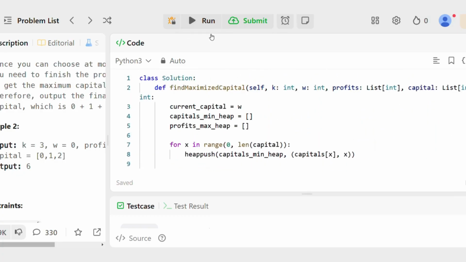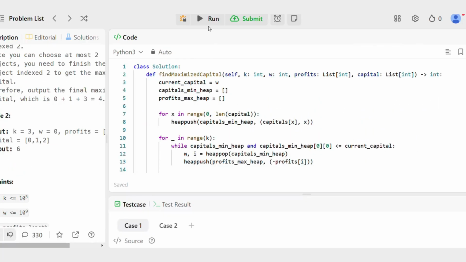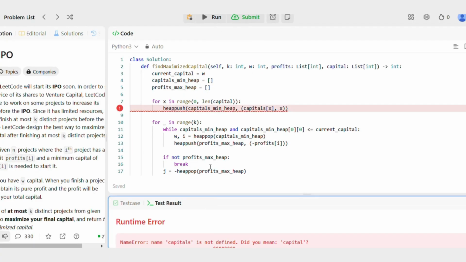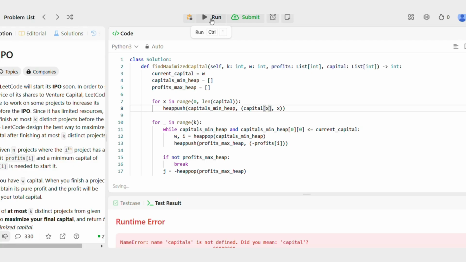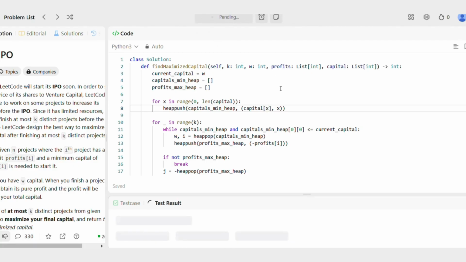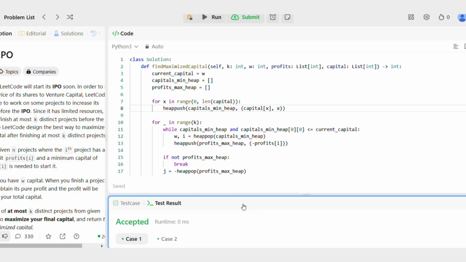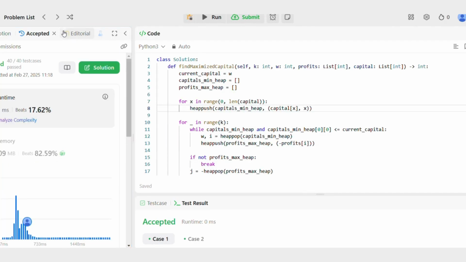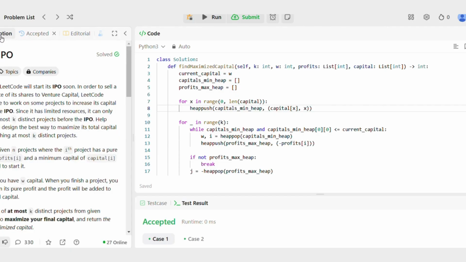Let's try. First of all, let me reduce this a bit so I can see. So let's try running it. Okay, capitals, oh yes, so it's meant to be capital. Let's run that again. Okay, so our solution was accepted, and let's try submitting it. So it was accepted. Let's talk about the time and space complexity.